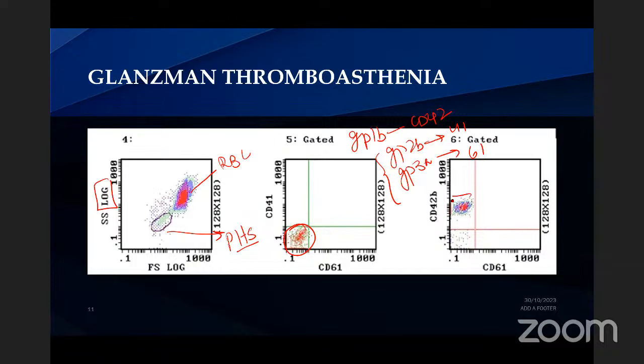You can see that the platelets are nicely expressing CD42B, that is, GP1B is present. So this is a very classical case of Glanzmann's thrombasthenia, which you should be very clear with.